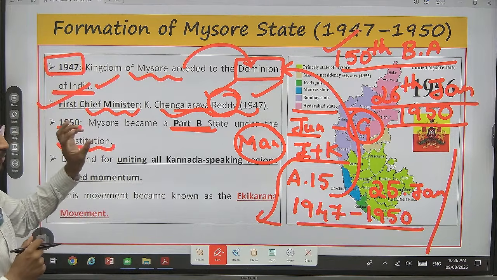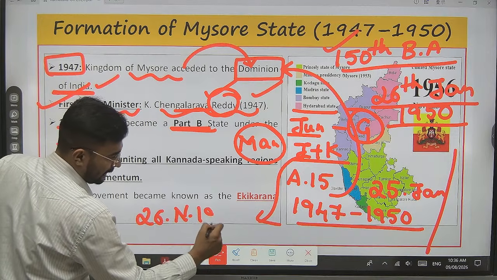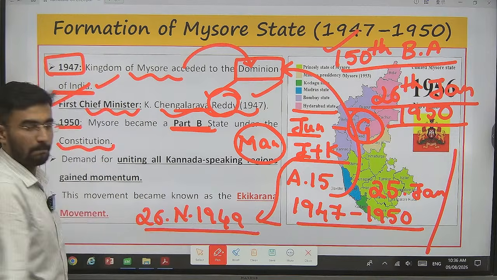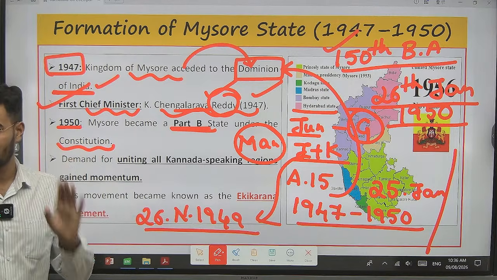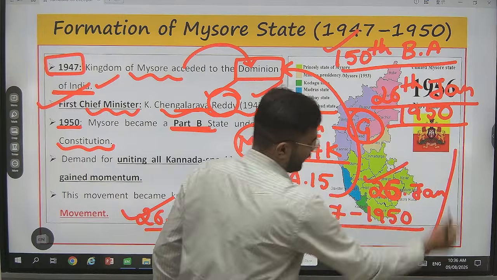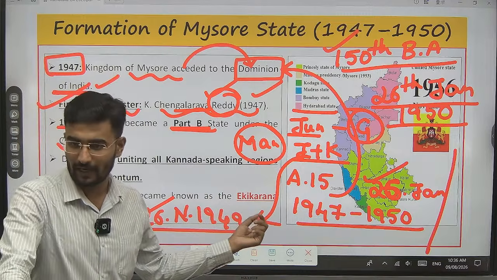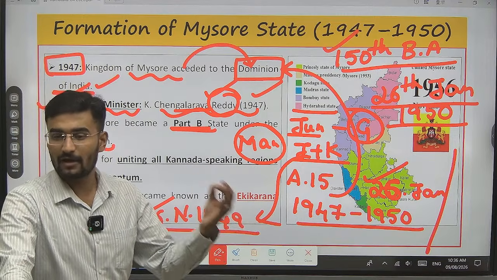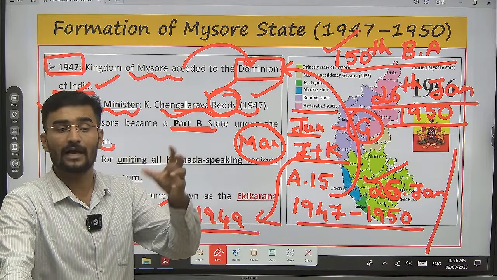Now the question here is you should know about 26th of November 1949, and you should also know about 26th of January 1950. Now this 26th of November 1949, we used to call it as what? We call it as Constitution Day. We also call it as Samvidhan Divas.